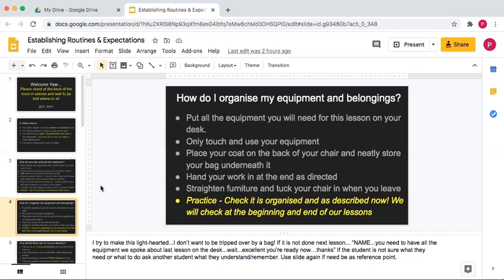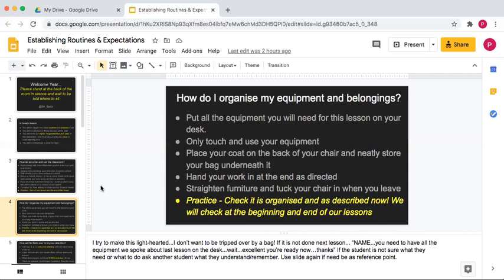Obviously, in our case, we only want to use our own equipment. We're not sharing things. And we want it all out on the desk. We call our form tutors coaches, and we want in the morning the coach to check that each student has everything they need. So that can be quickly sorted, and no one has to have the same conversation throughout the day. So everyone will have what they need.